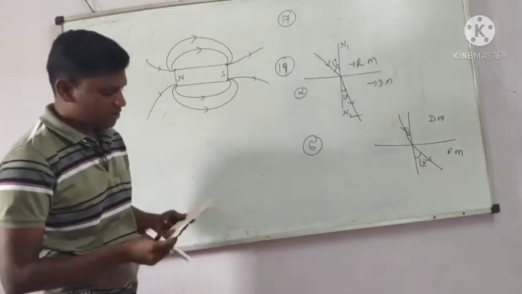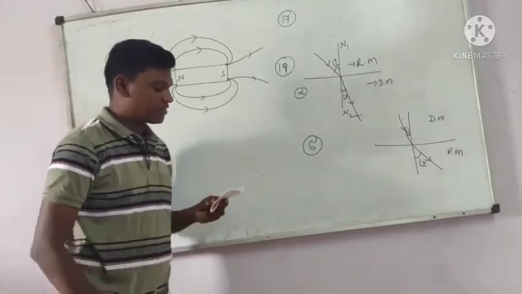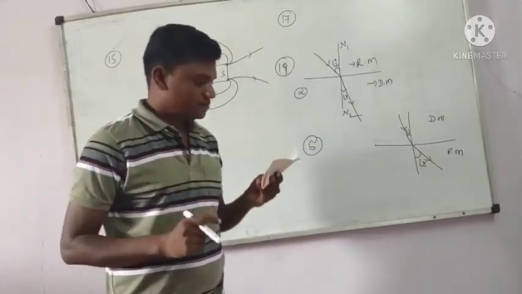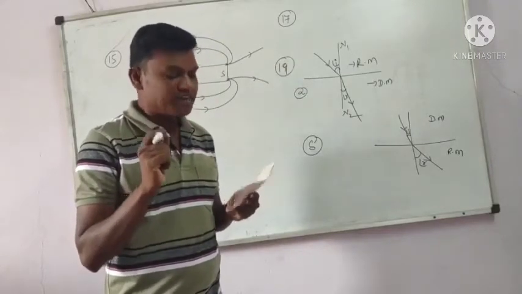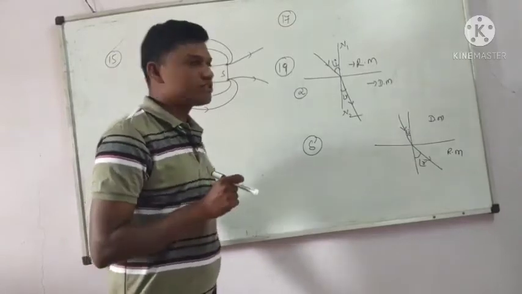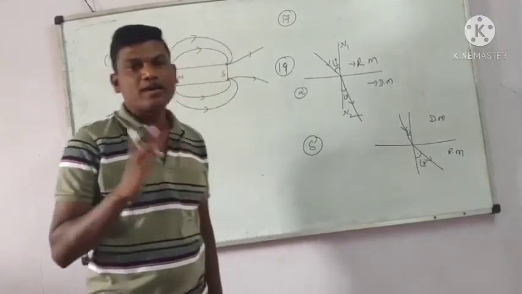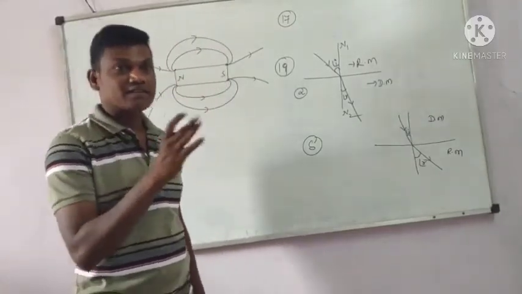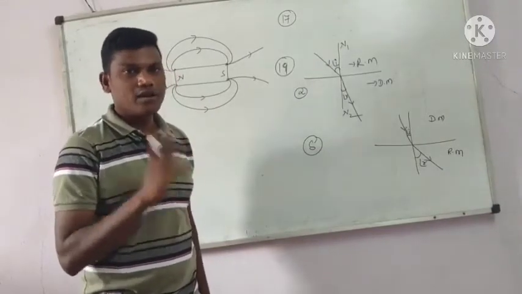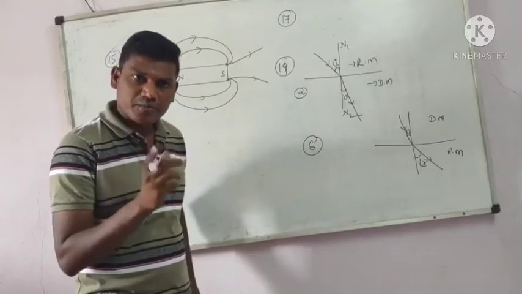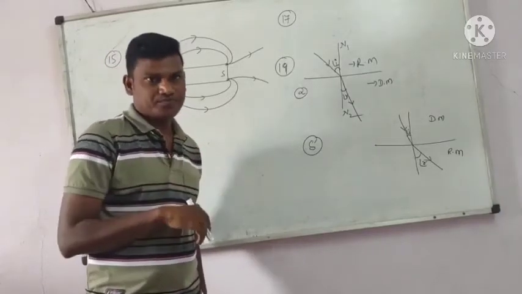So this one is there. Next one, question number 17. Why does presbyopia occur in aged people? Generally we know that three types of eye defects regularly occur in the human eye: myopia, hypermetropia, and presbyopia.